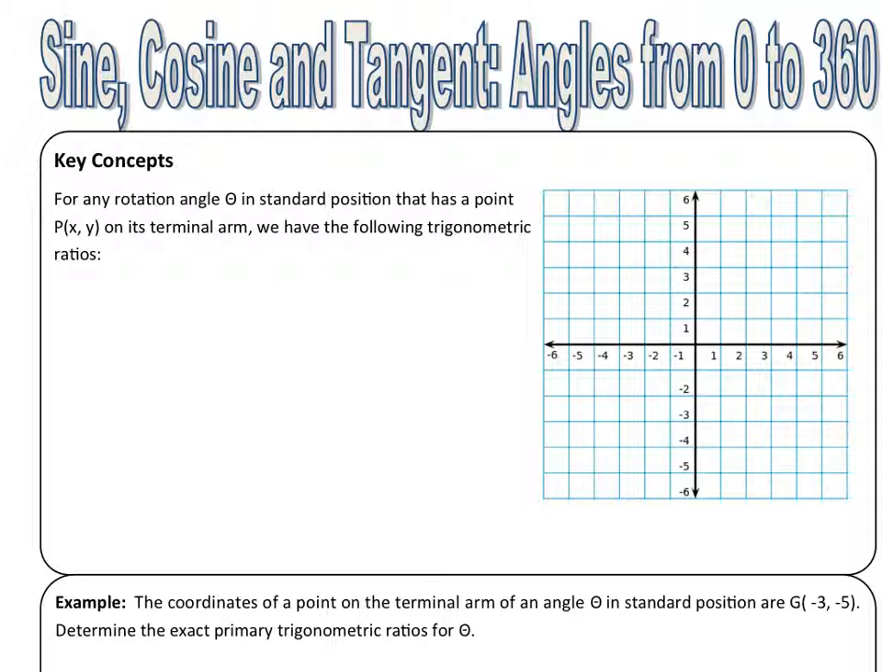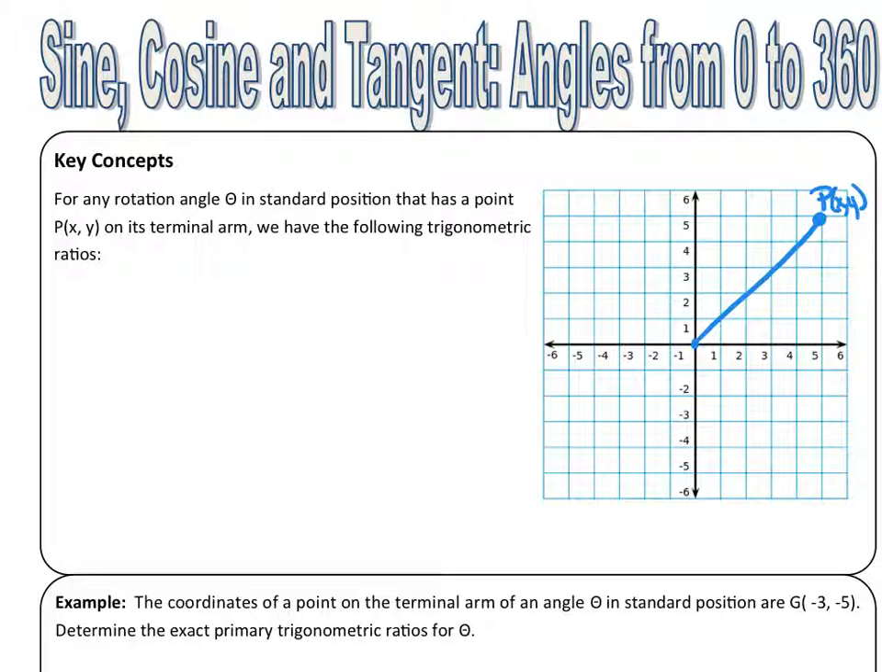So one thing to note, and if you watched the video from the other day, for any rotation angle in standard position that has point P, which is y and x, on its terminal arm, we have the following trigonometric ratios. So I'm going to give you the definition. Our terminal arm always starts from the middle, or the origin, and goes out to point P. And that is our xy.